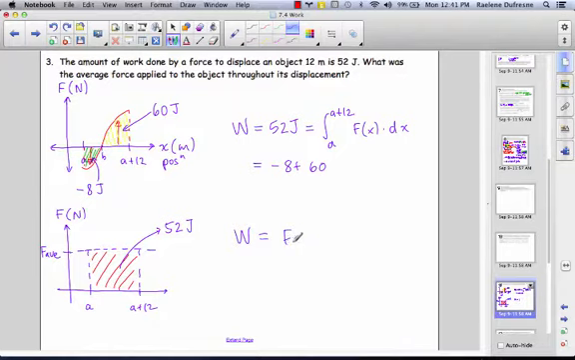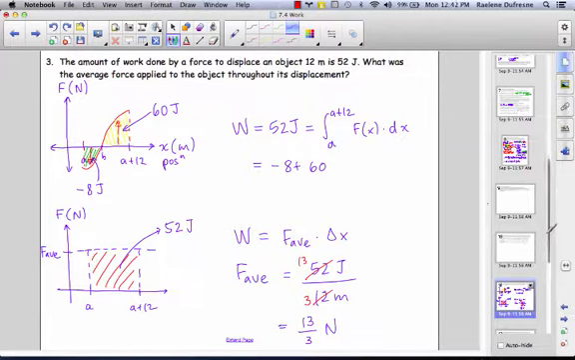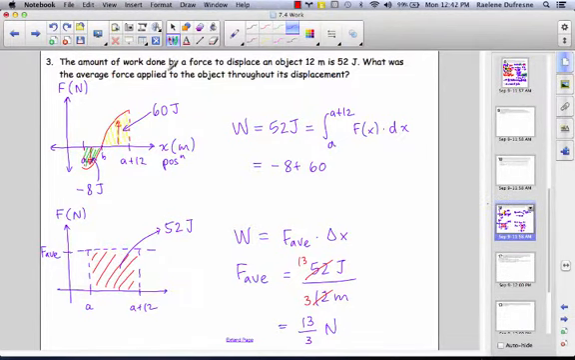Work is equal to the average force times the displacement, and so the average force is going to be the work of 52 joules divided by 12 meters. We can reduce this. 4 goes into 12 3 times, and 4 goes into 52 13 times, and joules divided by meters is newtons. So we get 13 over 3 newtons. There's no need to give decimals or approximate. You can leave the answer like that. We'll talk more about average function value in section 7.5.